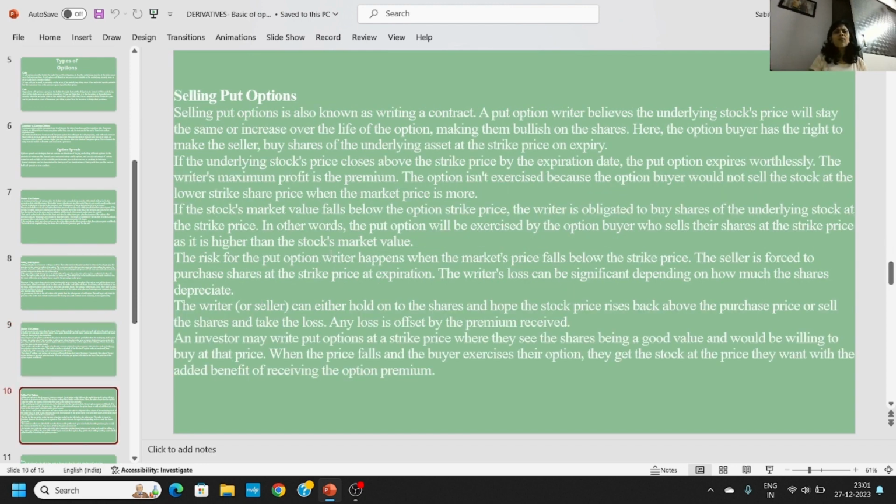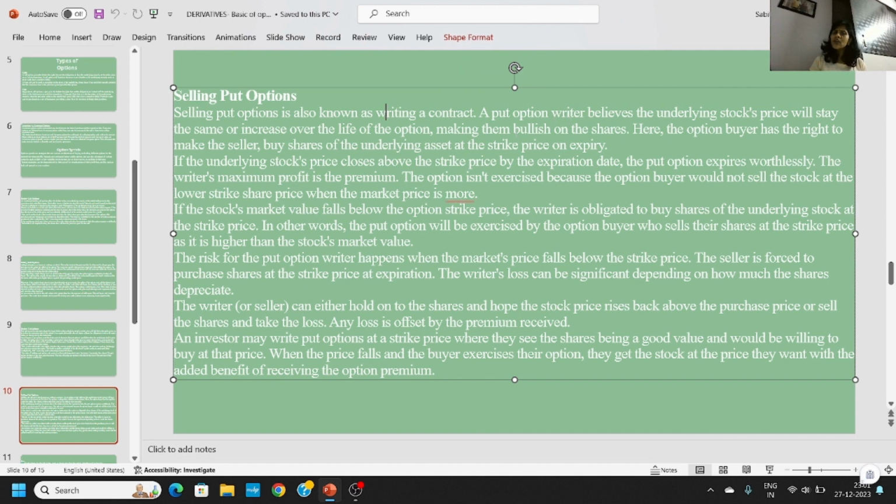Selling put option. Again, selling put option is called writing a contract. So buying call option, selling call option, buying put option, selling put option. If you're buying, it is a normal call option, but if you are selling a call option, that is writing of the contract. Same thing for a put option, and if you are selling a put option, that time it is writing of a contract.